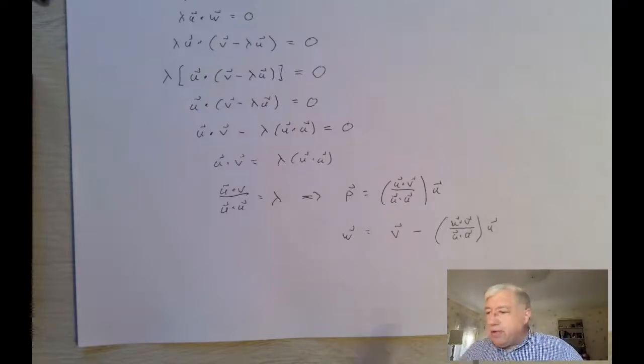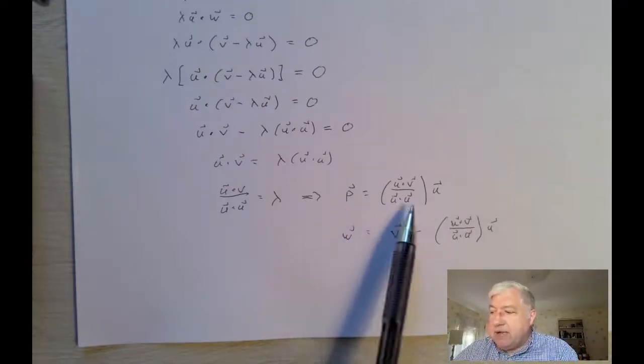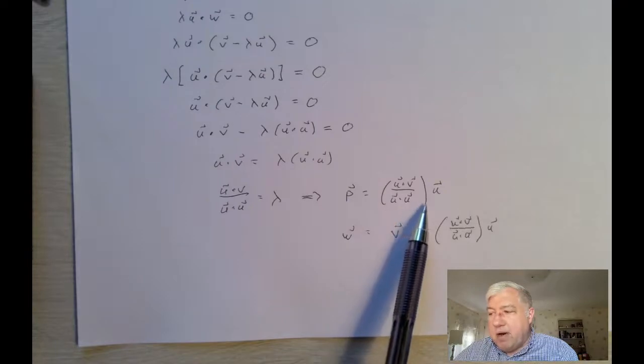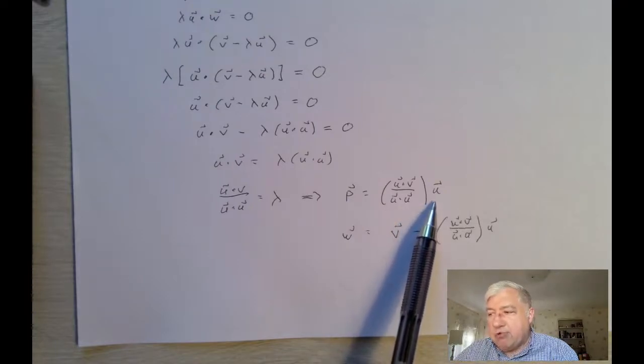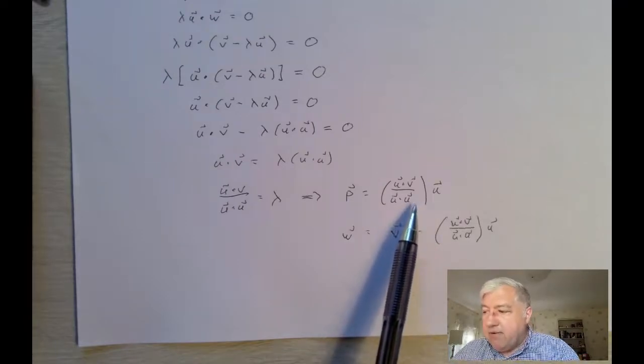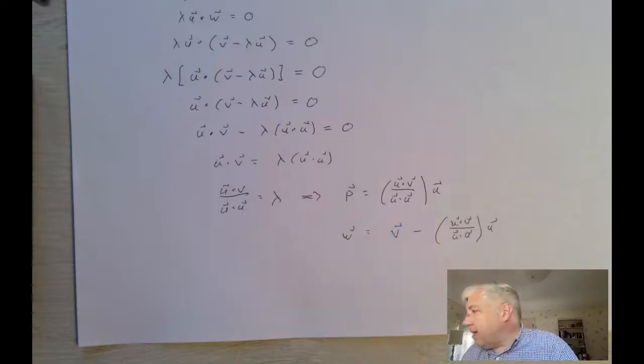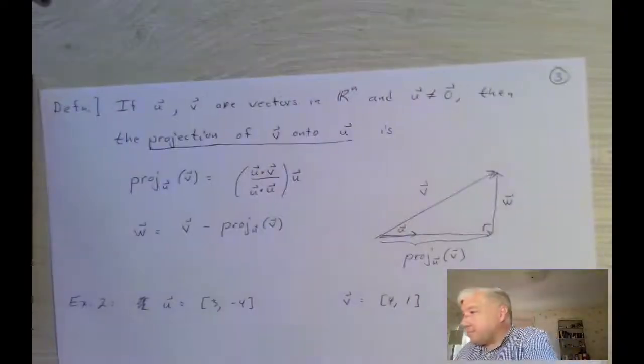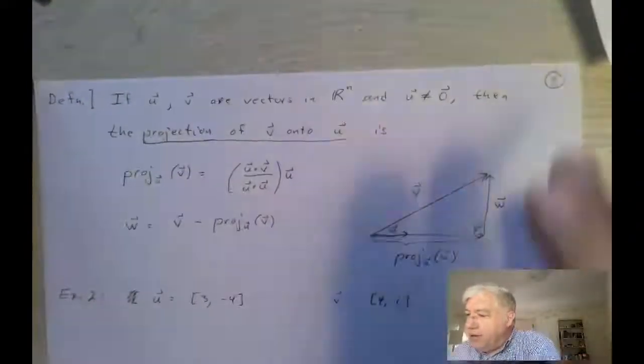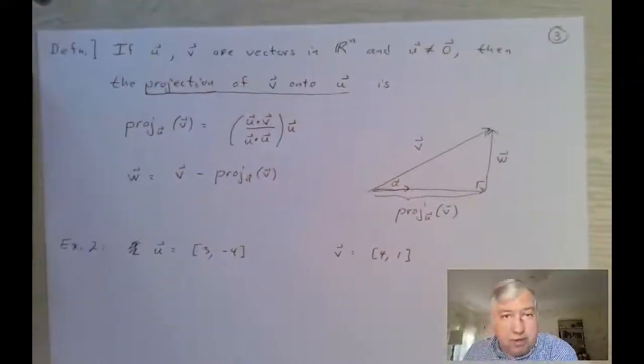So with this first vector, that's the one that's parallel to U. We call that the projection of V onto U. Okay, and that's how we define this on the next sheet, on the next page.